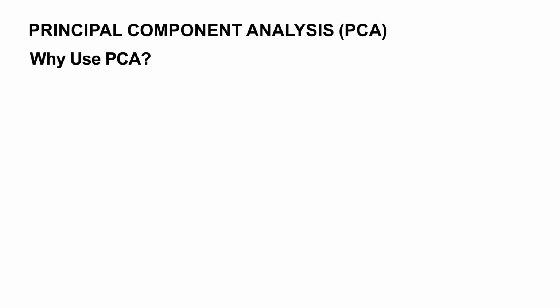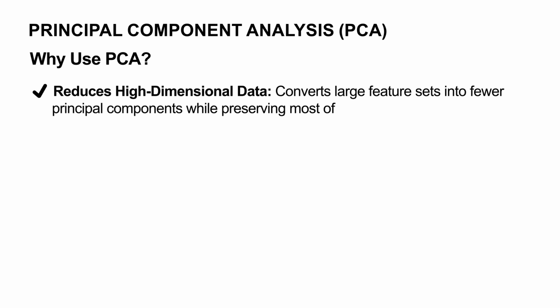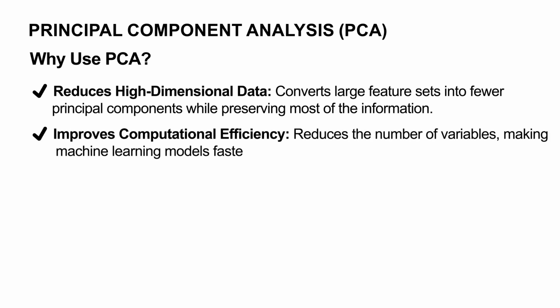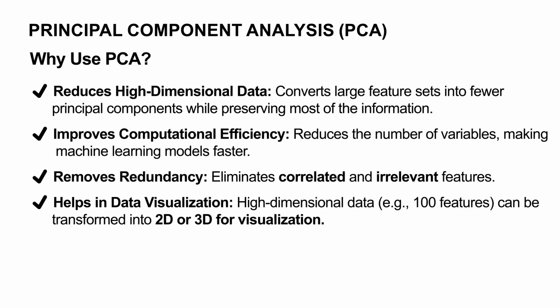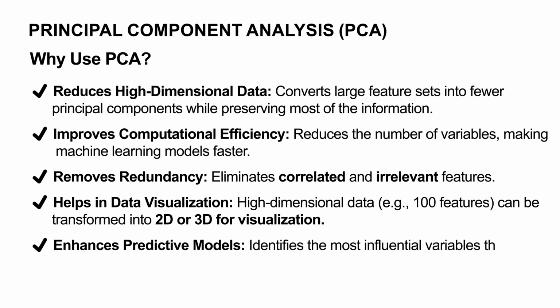Why use PCA? 1. Reduces high-dimensional data. Converts large feature sets into fewer principal components while preserving most of the information. 2. Improves computational efficiency. Reduces the number of variables, making machine learning models faster. 3. Removes redundancy. Eliminates correlated and irrelevant features. 4. Helps in data visualization. High-dimensional data, e.g., 100 features, can be transformed into 2D or 3D for visualization. 5. Enhances predictive models. Identifies the most influential variables that contribute to prediction accuracy.